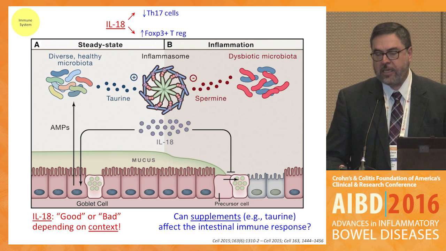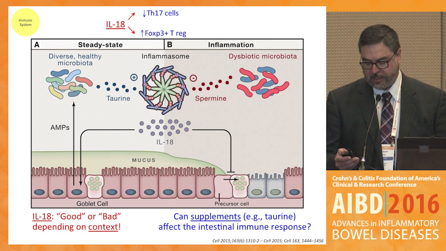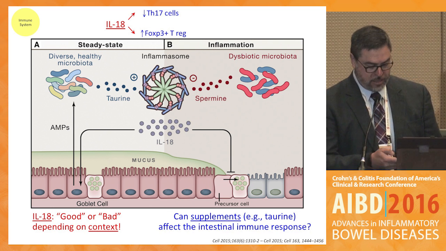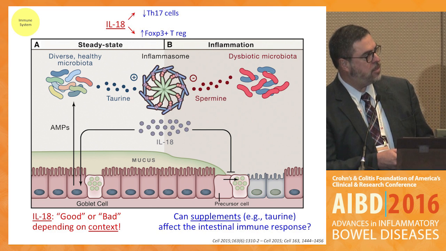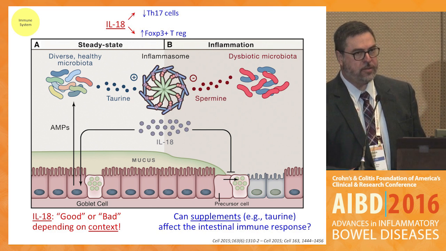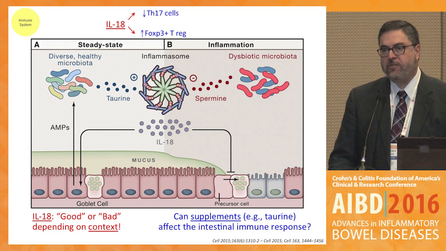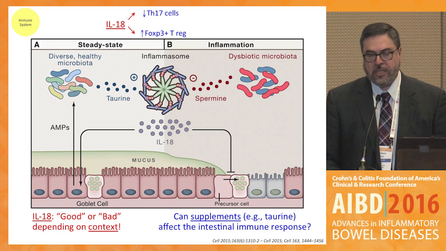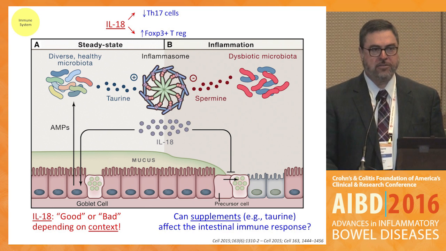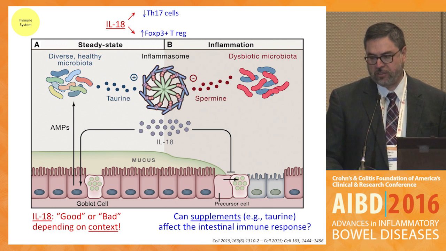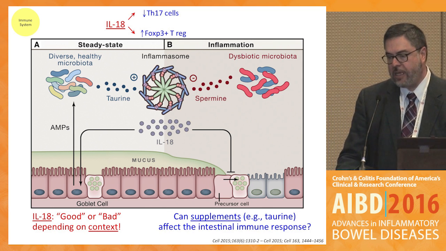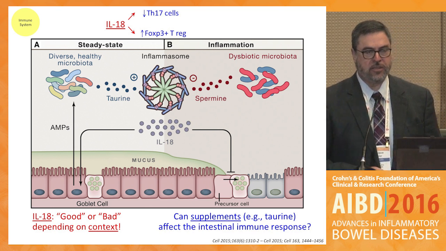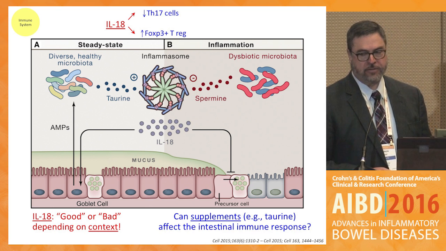Now, IL-18 can serve different functions depending on the context. So in the steady state, IL-18 can favor the production of antimicrobial peptides, which control the ecosystem of the gut and foster the development and presence of diverse healthy microbiota. Now, these in turn can deconjugate bile acids like taurocholic acid and taurodeoxycholic acid to liberate taurine. And taurine can stimulate the inflammasome to continue producing IL-18. So this is a nice positive feedback loop to maintain health.